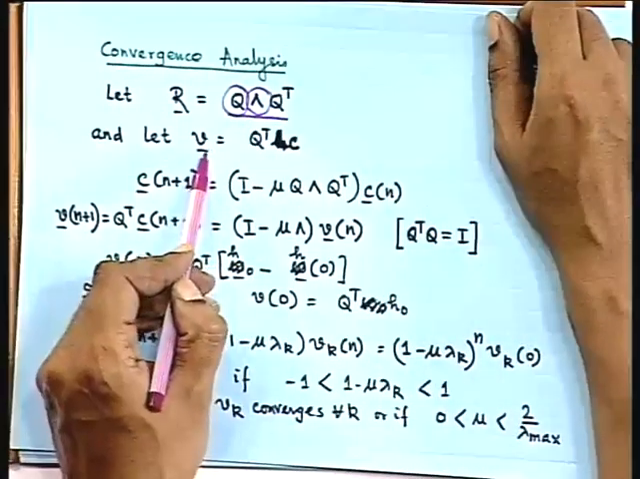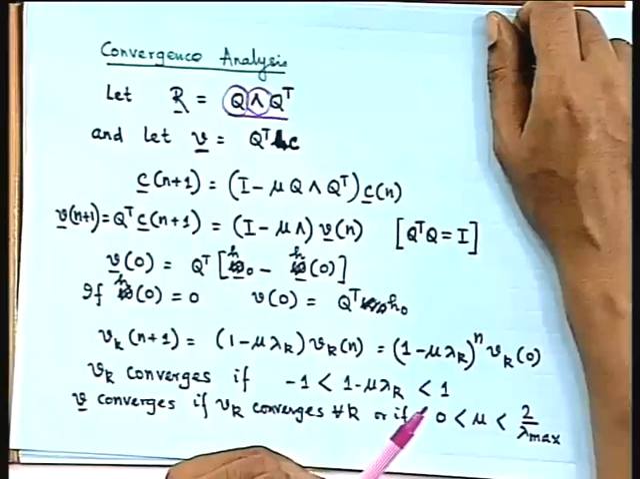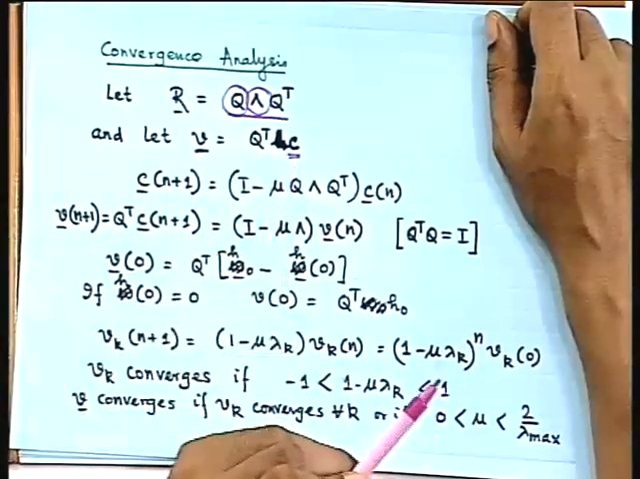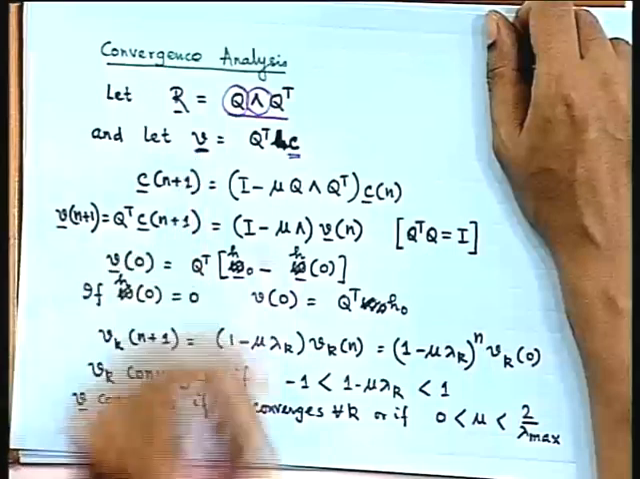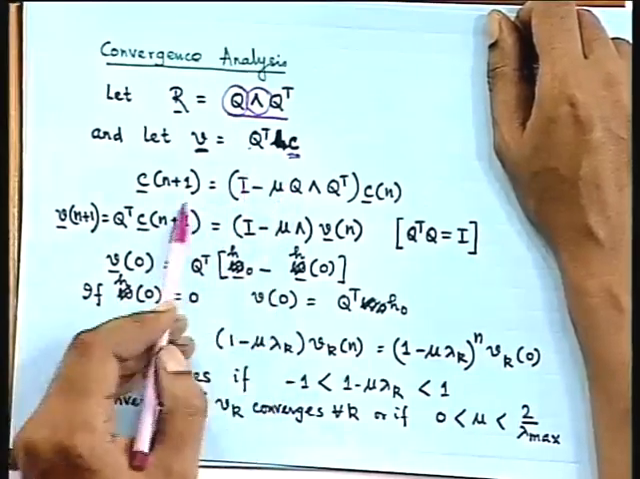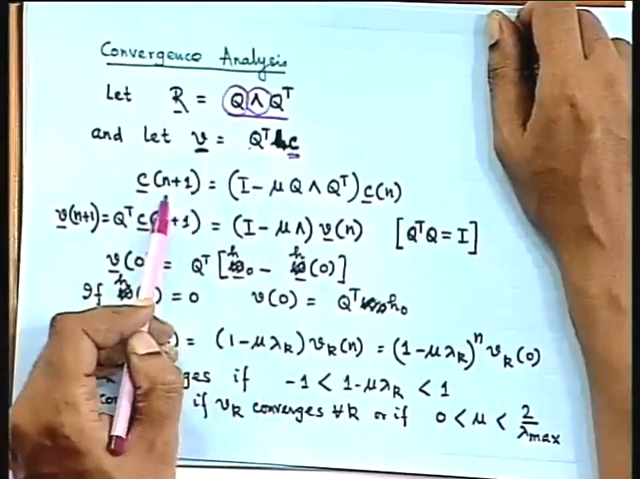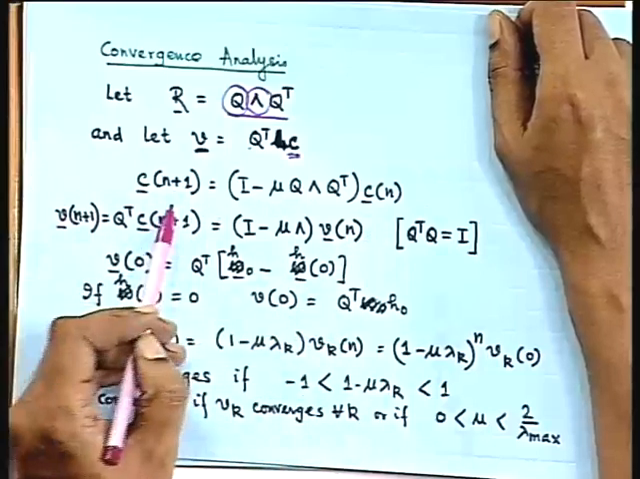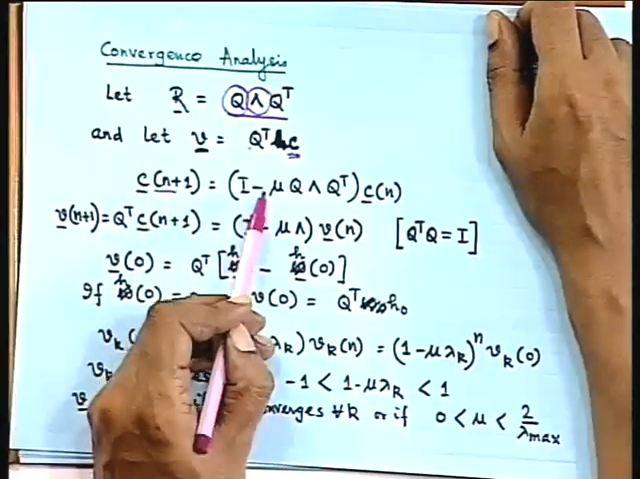And then define a new set of error coordinates. Previous error coordinates were C, so now I am trying to define a new error which is V, which is defined as Q transpose C. What is the advantage? The advantage is that if you define this, then you just blindly substitute. So Cn plus 1 is equal to I minus, this is R.